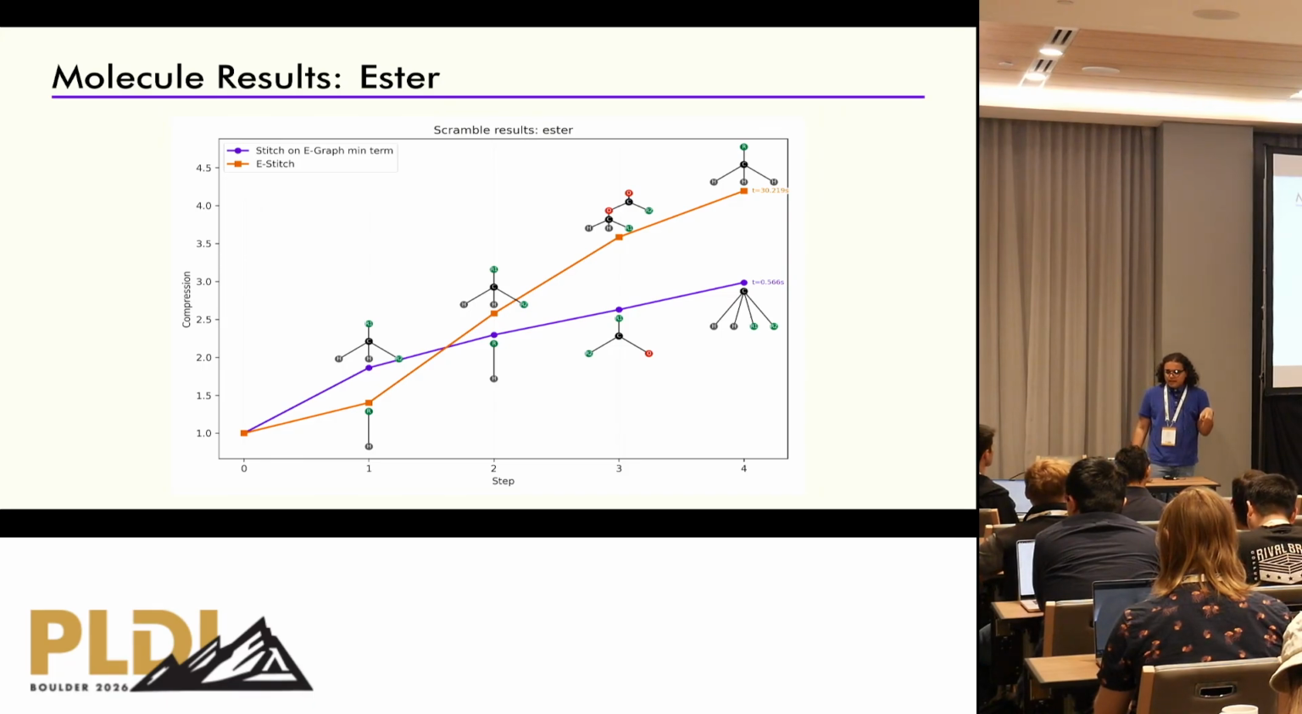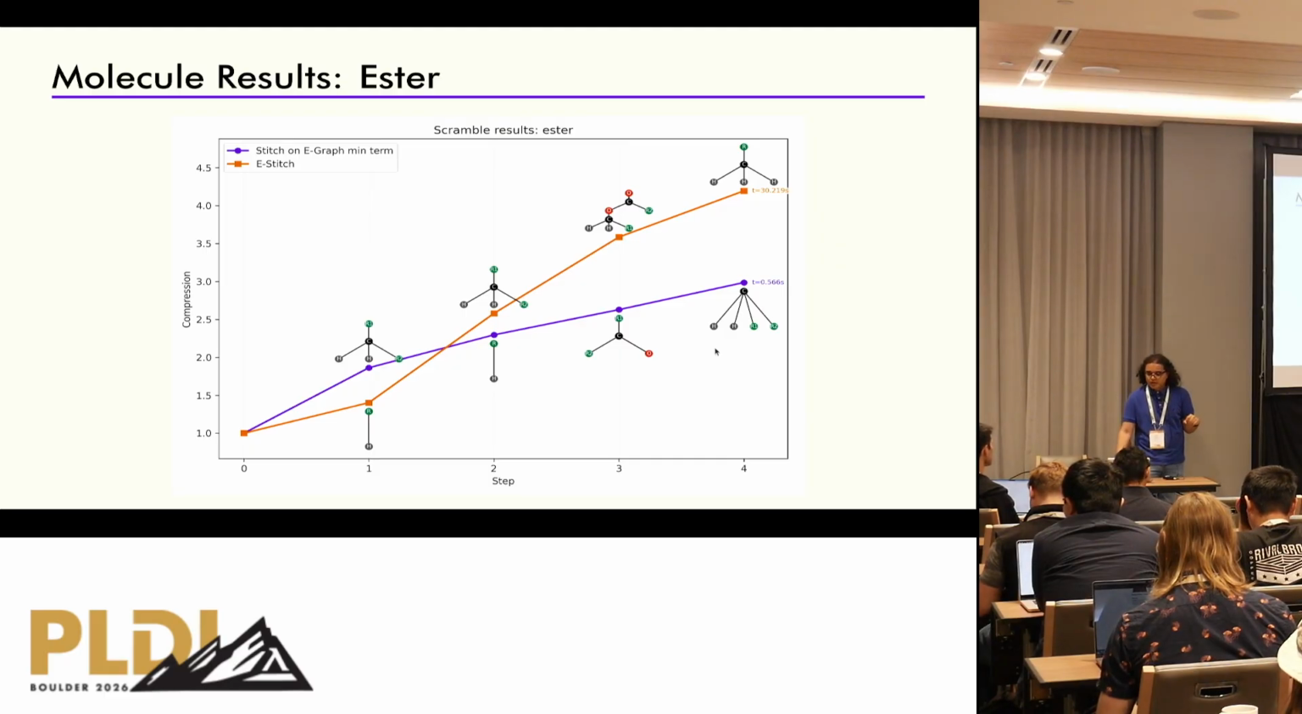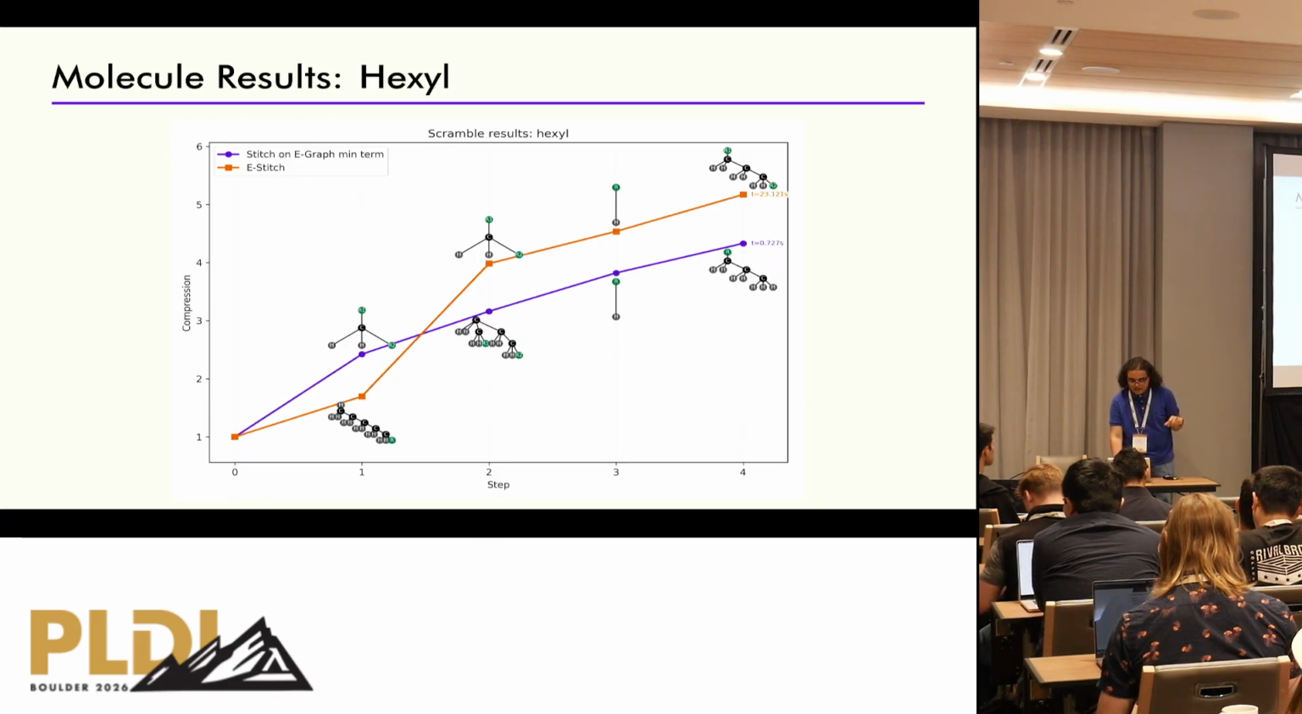And just for some interesting, pretty pictures here, what you can see is that on one of these examples, we're able to find up here this abstraction that represents this molecular structure that just was not able to be found by the algorithm that's just running a regular search over the minimal term. And some other ones here. I can go back to these later if you'd like.